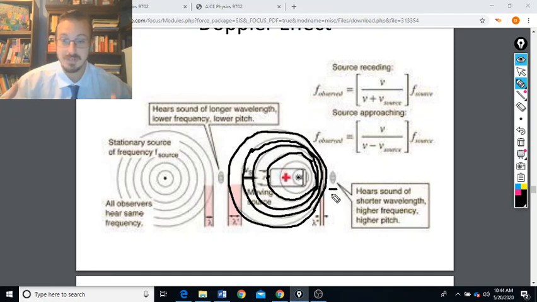So it's an apparent shift in the frequency of a wave due to the relative motion of an observer and the source of the wave. And it could be either the observer is speeding away or towards the source of the wave, or the source of the wave is speeding towards or away from the observer, or maybe both are happening.